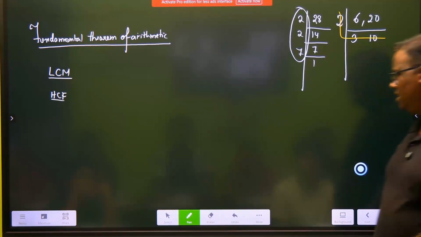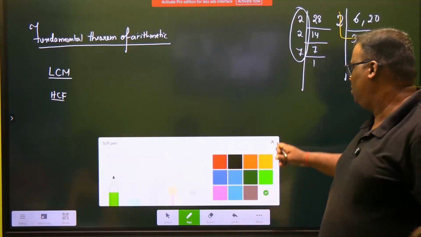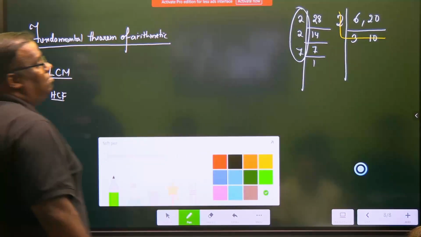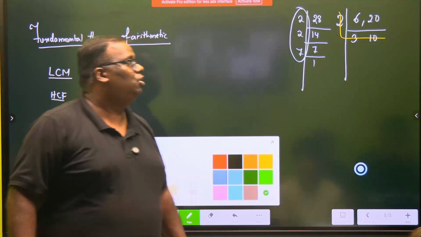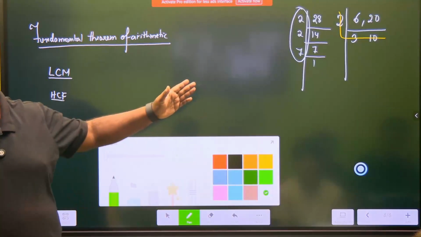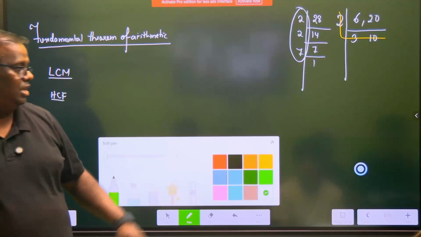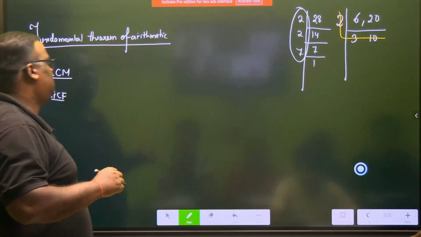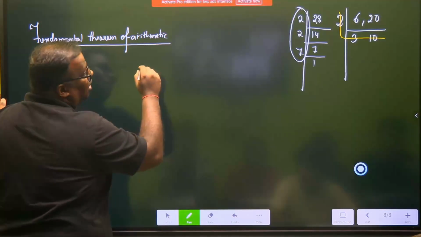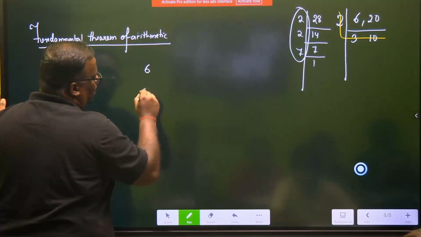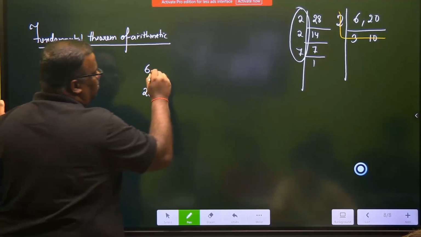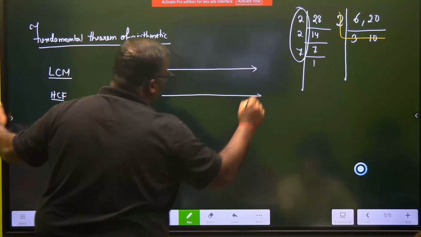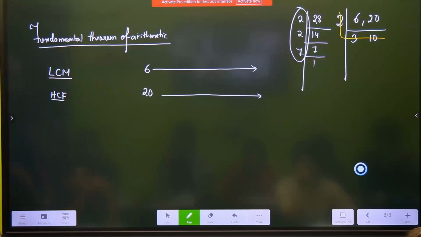Let us try and understand what you understand by LCM actually, right? If you look at the LCM of these numbers, then what is the LCM? 2 into 10, 20, 20 into 3 is 60. So 60 is the LCM, meaning lowest common multiple. So let us take, let's say, 6 out here and 20, right? These are the two numbers, and 6 is building on its multiples and 20 is also building on its multiples.